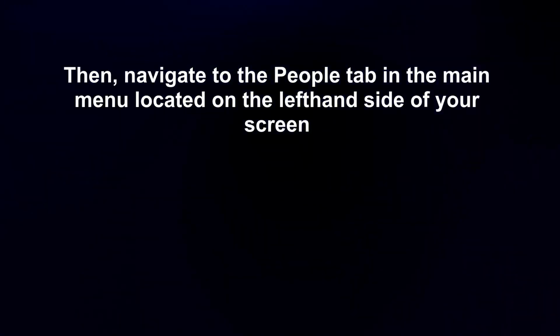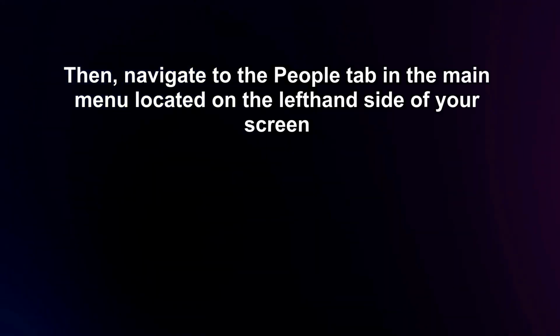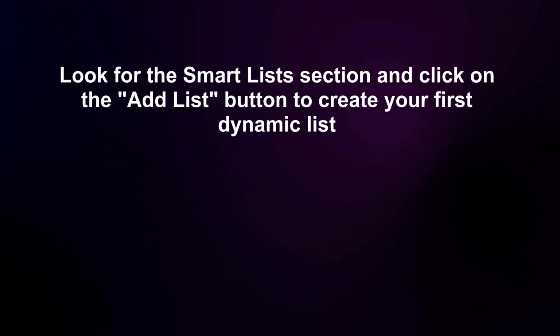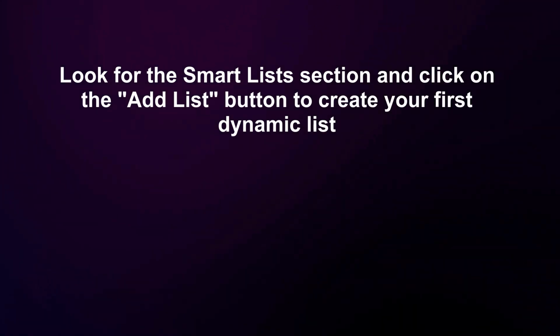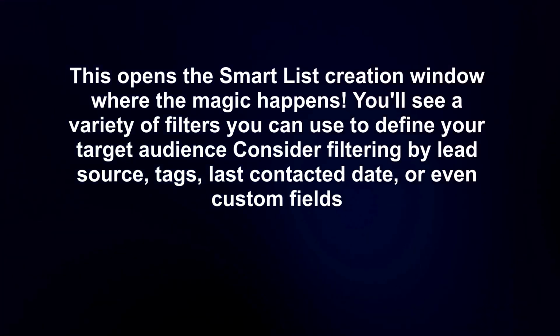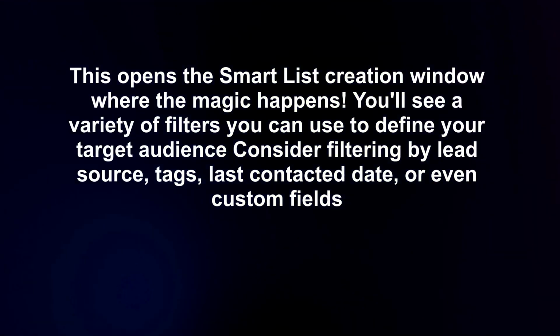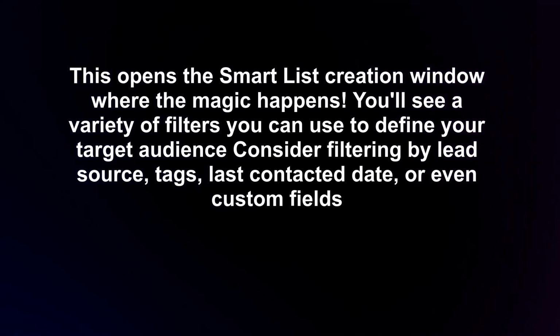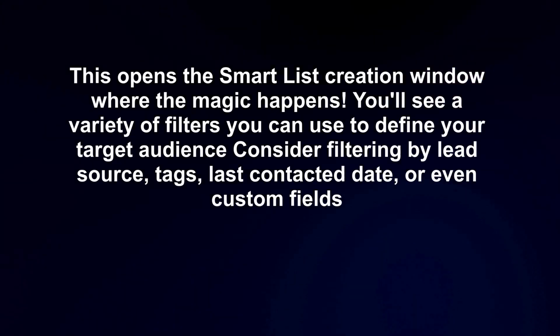Then, navigate to the People tab in the main menu located on the left-hand side of your screen. Look for the Smart Lists section and click on the Add List button to create your first dynamic list. This opens the Smart List creation window where the magic happens. You'll see a variety of filters you can use to define your target audience.